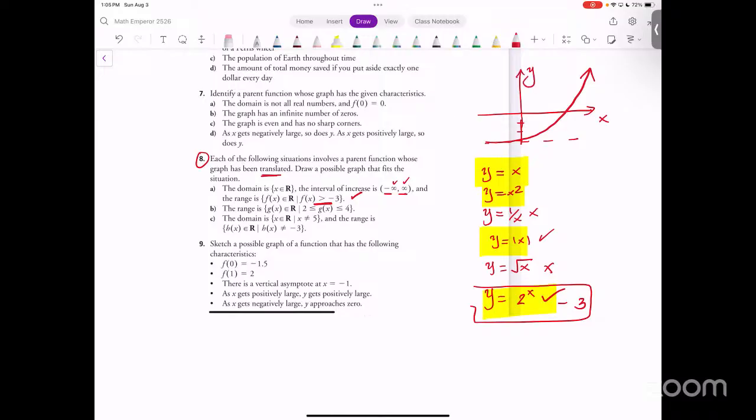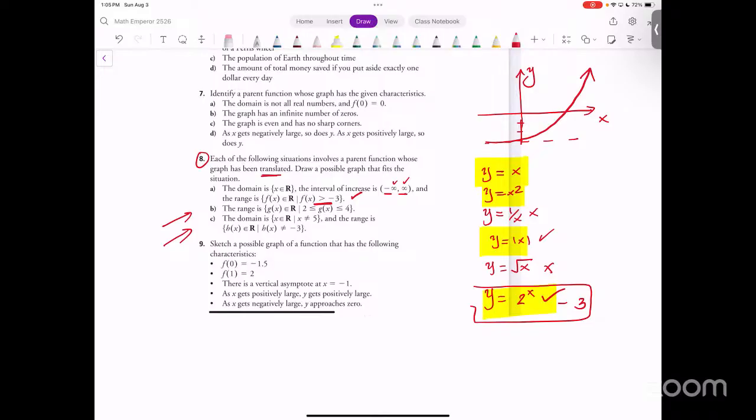All right, so we're going to discuss the next one. You guys think about B and C. The range is between 2 and 4. It doesn't specify anything about the domain. The range is between 2 to 4.